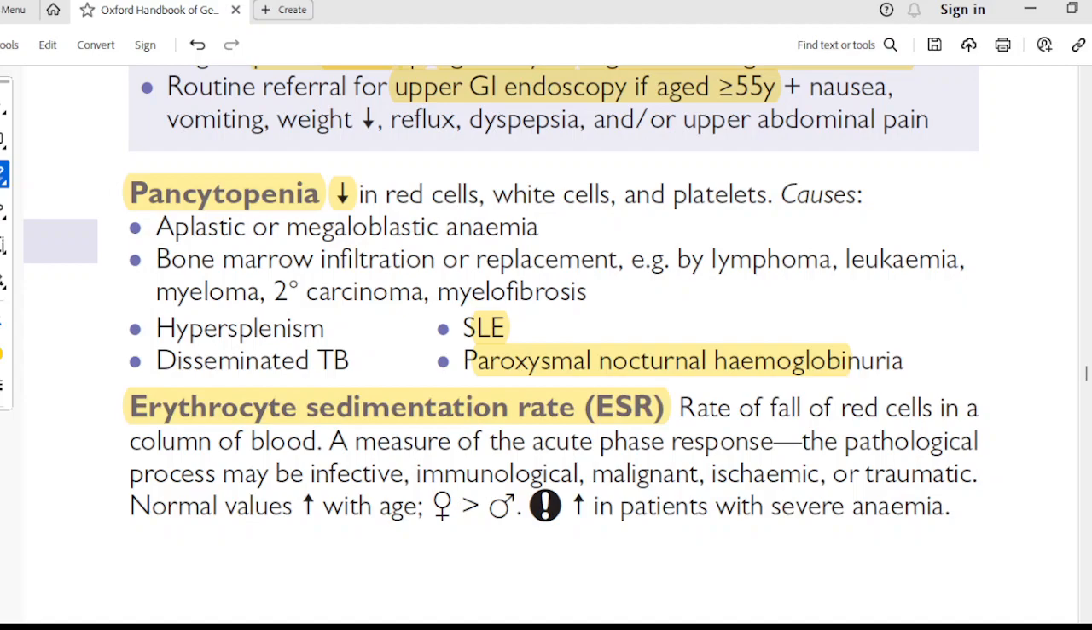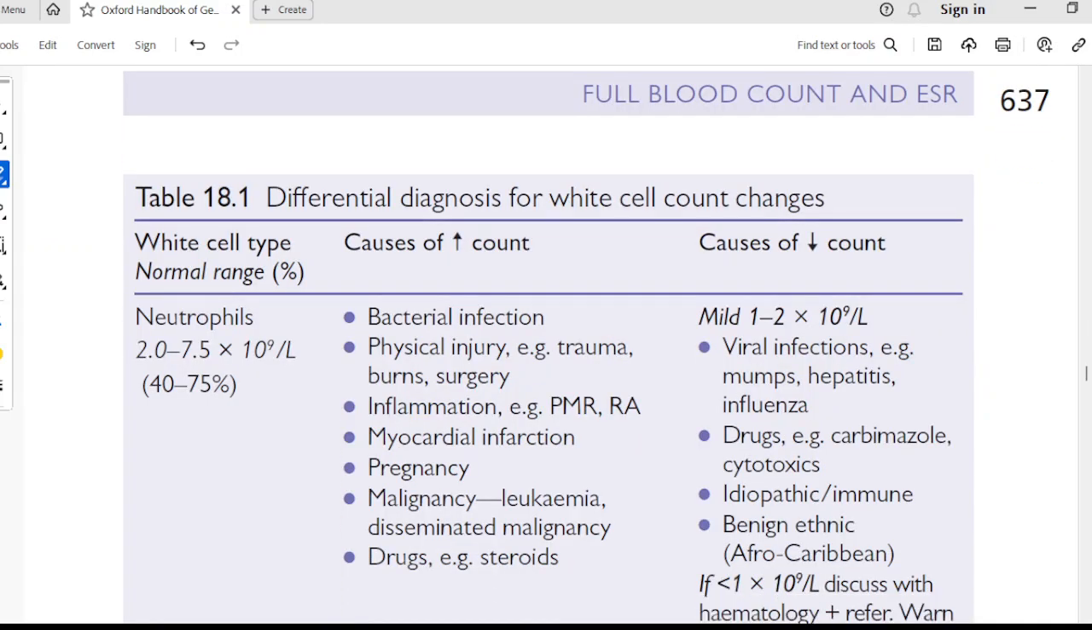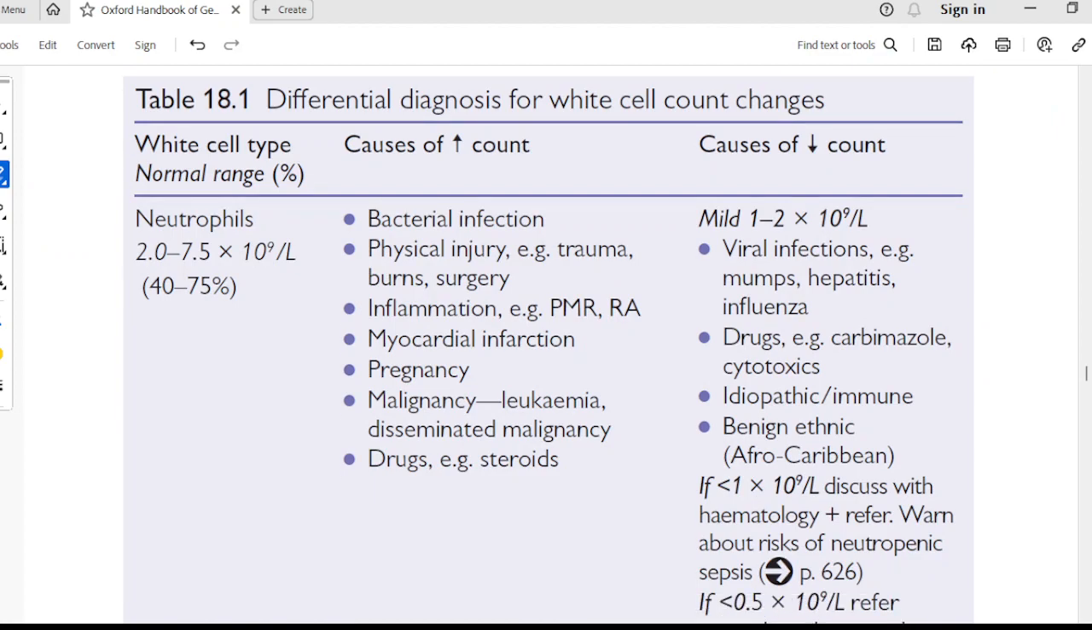Erythrocyte sedimentation rate, ESR: the rate of fall of red cells in a column of blood, a measure of acute phase response. The pathological process may be infective, immunological, malignant, ischemic or traumatic. So infectious diseases, immunological diseases, malignant diseases, ischemic causes or traumatic causes can cause a raised ESR. Normal values increase with age, and are higher in females than males. ESR rises in patients with severe anemia. So ESR is high in patients with severe anemia. Differential diagnosis for white cell count changes.